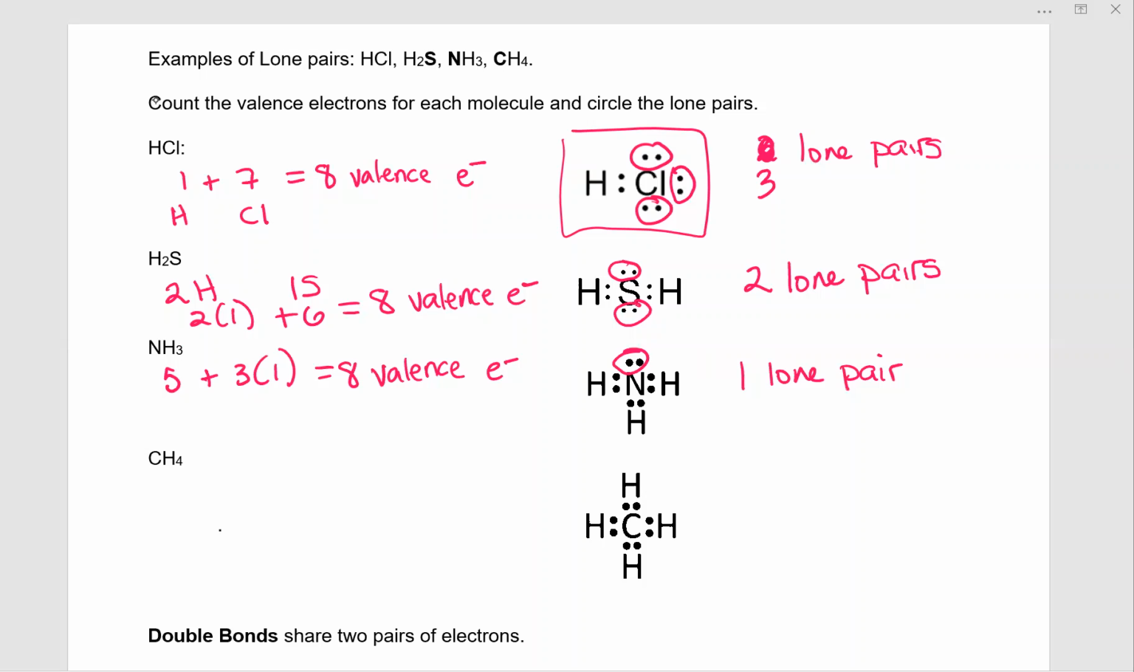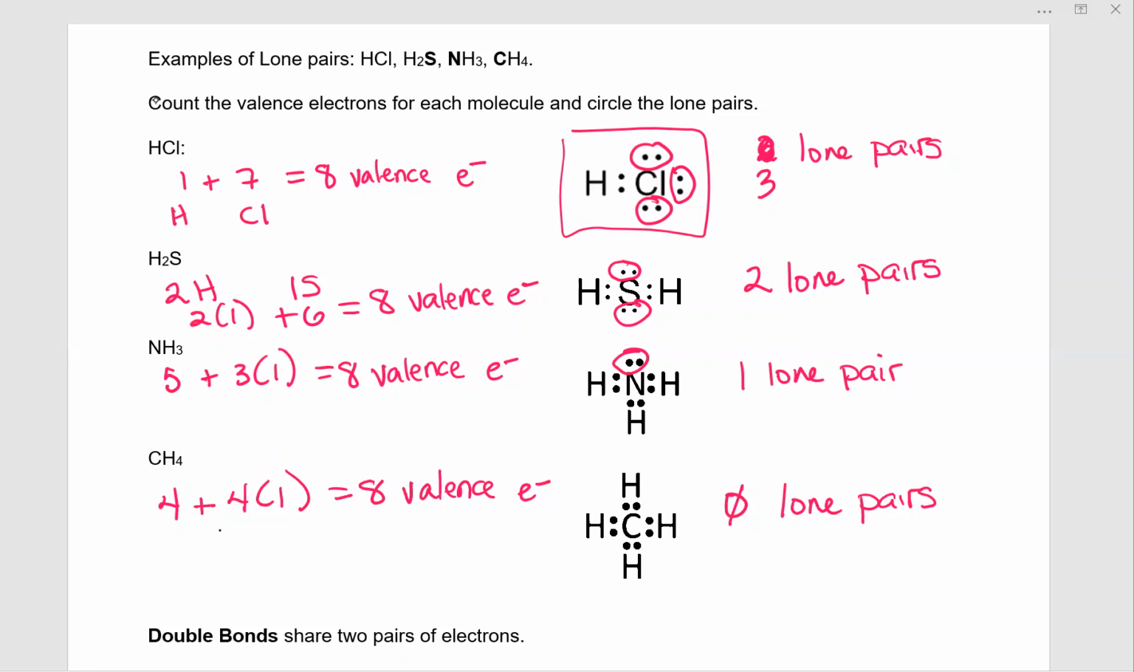All right, our last one is CH4. Carbon has 4 valence electrons. Hydrogen has 1, but there's 4 of them. So 4 plus 4 times 1, 8 valence electrons. And there's our dot structure. CH4 is methane. So there's our dot structure for methane. We have 0 lone pairs.